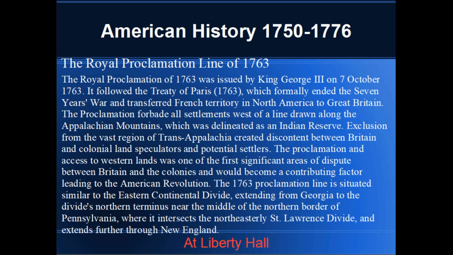The 1763 proclamation line is situated similar to the Eastern Continental Divide, extending from Georgia to the divide's northern terminus near the middle of the northern border of Pennsylvania, where it intersects the northeasterly St. Lawrence Divide and extends further through New England.